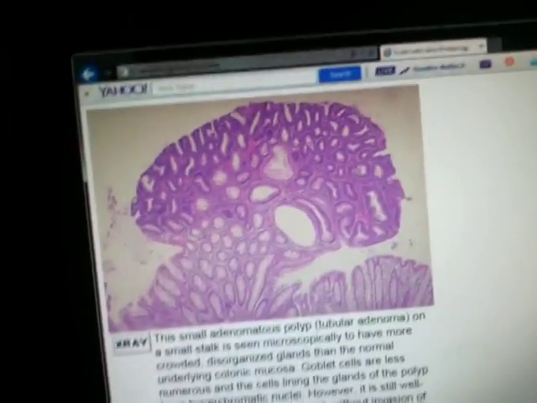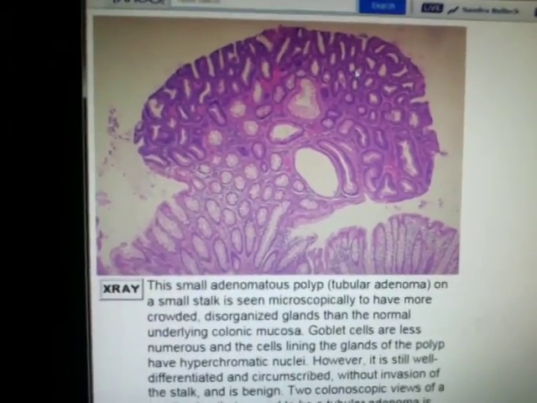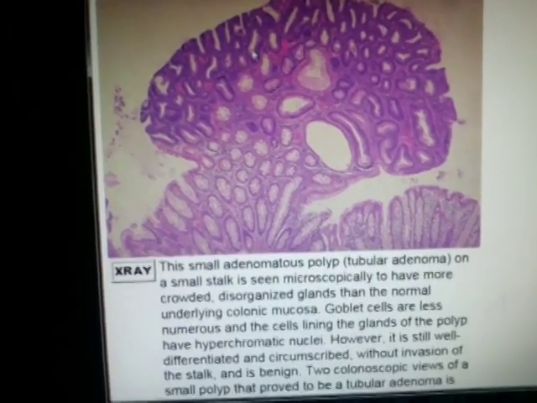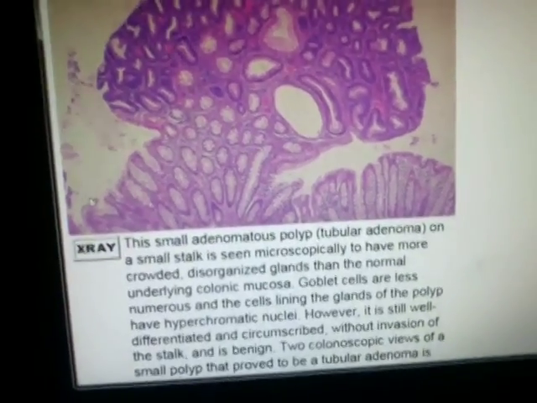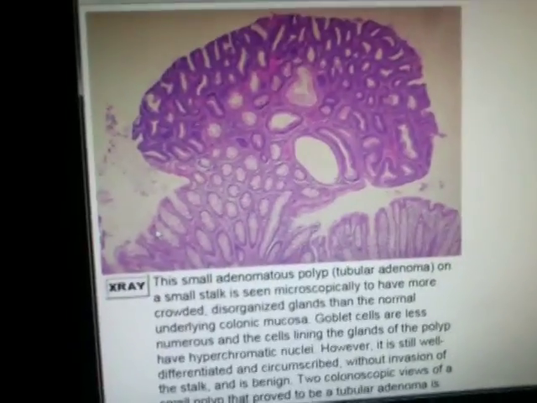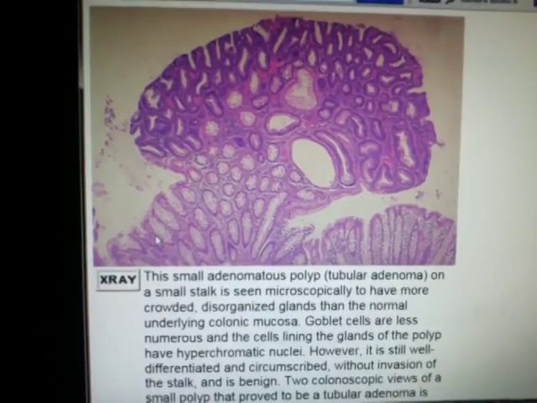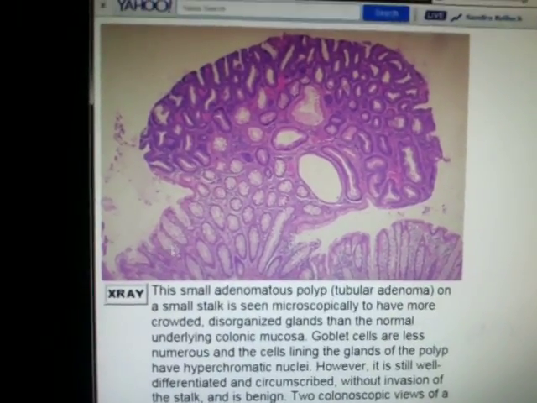This is the last picture. This is the histological appearance of the adenomatous polyp. Just compare the dysplastic mucosa at the tip of the polyp and the normal mucosa at the bottom. This is the normal mucosa, which has a single layer of epithelial cells with basally located nuclei, and we have a lot of goblet cells here.